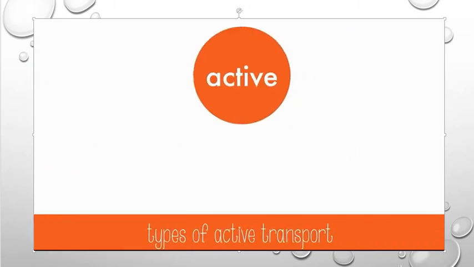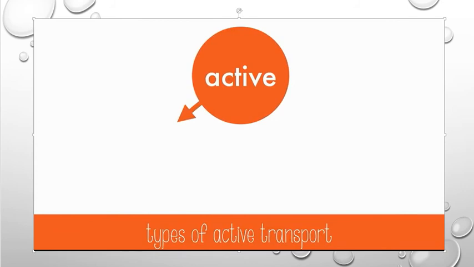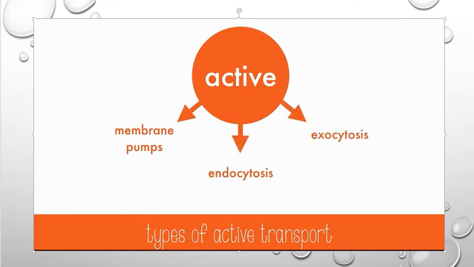There are 3 types of active transport: membrane pumps, endocytosis, and exocytosis. Let's look at membrane pumps first.